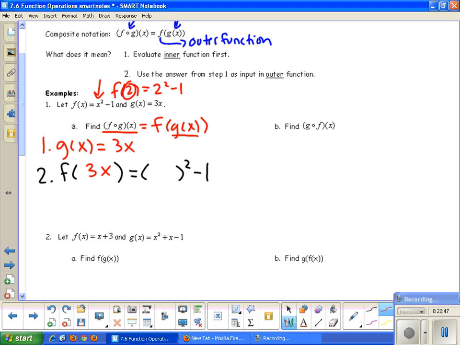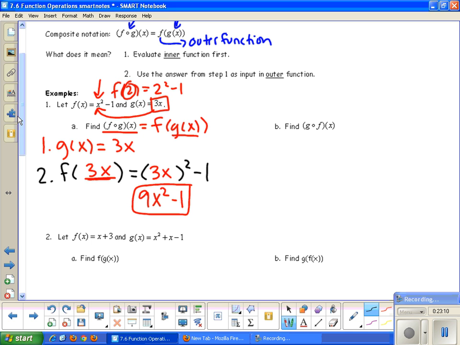Instead of plugging in a number here, we're plugging in an entire function. So I'm plugging in (3x) squared minus 1. And then 3 squared would be 9. x squared is just x squared, minus 1. So this would be my composite of functions. It means you're taking one entire function and plugging it into the other function. So we took this whole thing and plugged it in for x right here.